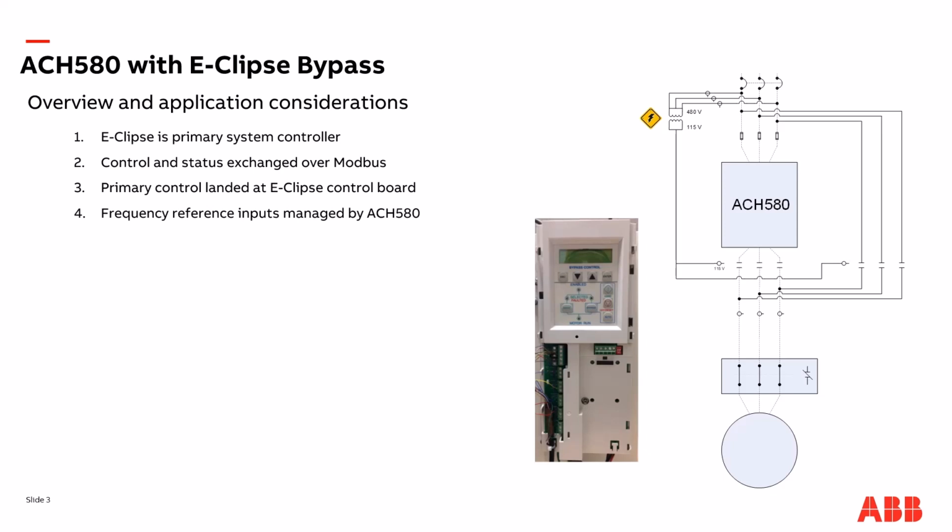Exceptions to this are frequency reference inputs, which are landed at the ACH580. So analog input references, constant frequencies, PID-related references, they're all managed at the ACH580, anything reference related. However, references set over serial comms are passed through the E-Clipse controller to the ACH580 because all communications with a building automation system are handled at the E-Clipse.